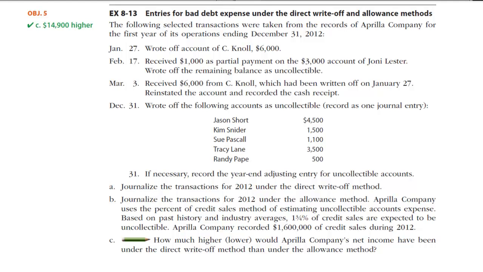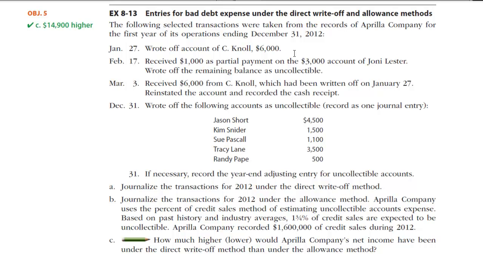Okay, guys, let's take a look here at exercise 813. Entries for bad debt expense under the direct write-off and the allowance methods. So we've got a couple of transactions taking place. And remember, the direct write-off method is acceptable under generally accepted accounting principles only if the amount of bad debt expense is going to be immaterial, or not significant enough to change the overall picture of the company's financial position. So if it's an insignificant amount, it's okay to use the direct write-off method.